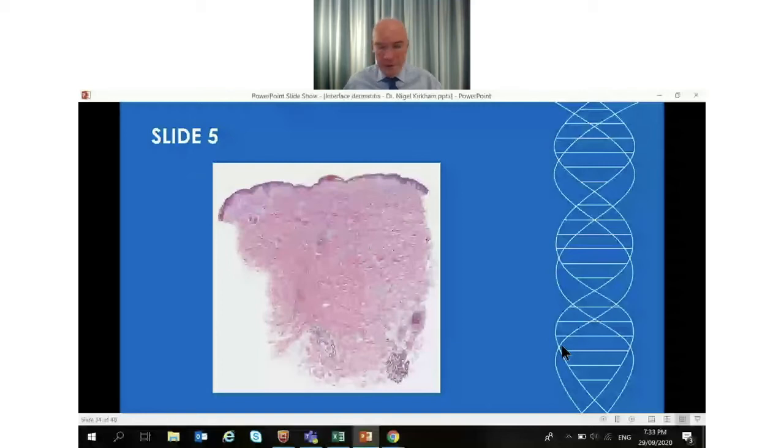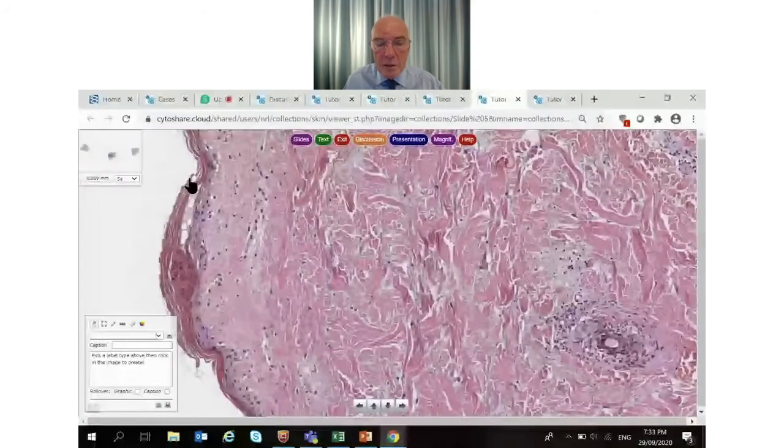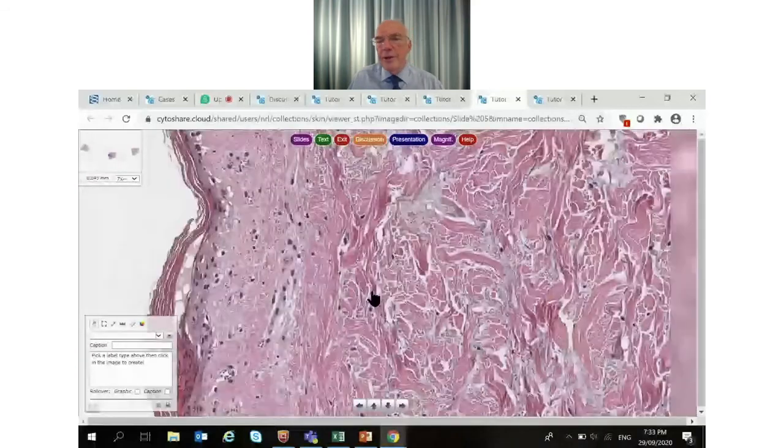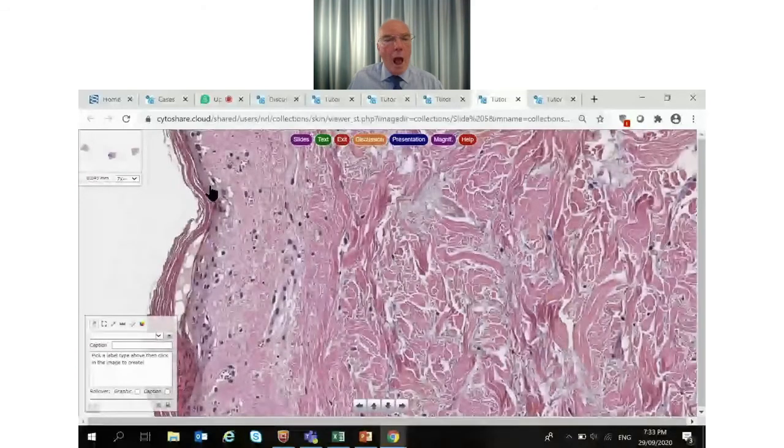So let's look at the biopsy. And here it is. And you can see in this biopsy that there is hyperkeratotic scaling. There's a big something there that might actually be a plug going down into a hair follicle. The epidermis is rather thin and a bit atrophic looking. And you can see there's quite prominent basal hydropic change.